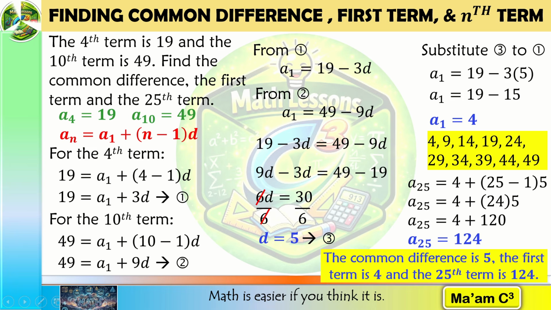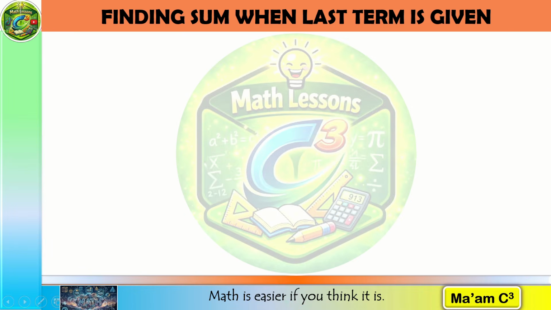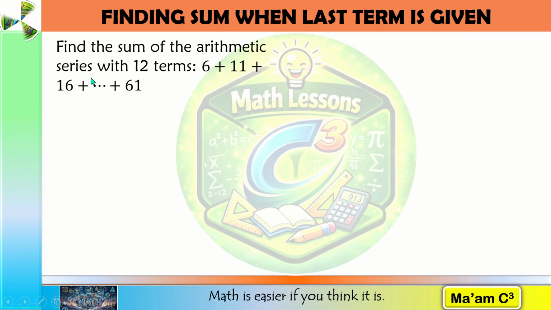Let's have some more examples, this time finding the sum when the last term is given. Since we're looking for a sum, the given is an arithmetic series. Find the sum of the arithmetic series with 12 terms: 6 plus 11 plus 16 up to plus 61. So our first term, a sub 1, is equal to 6. Our a sub n, the last term, is equal to 61.